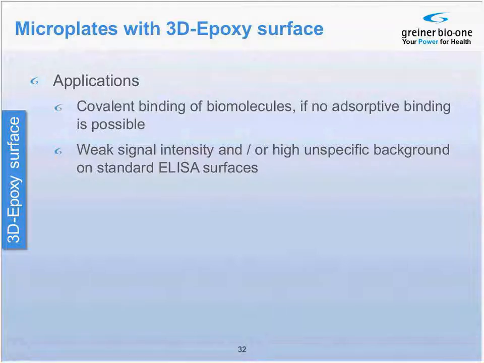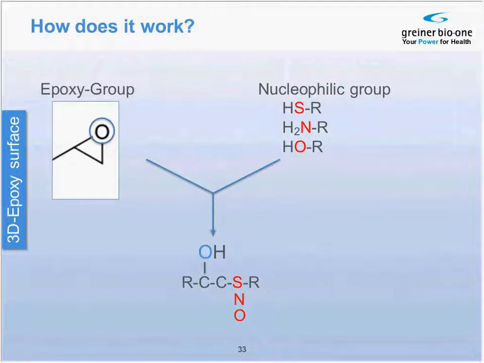For some applications, when adsorptive binding does not work at all, or the signal intensity on physically treated plates is too weak, or when unspecific background signals are too high, Greiner Bio-One offers microplates with a 3D epoxy surface for the covalent binding of biomolecules, proteins, peptides, or nucleic acids. How does this work? A 3D epoxy surface is a stable chemical modification containing epoxy groups. Epoxy groups react spontaneously with nucleophilic groups like thiols, amines, or alcohols to form a stable covalent bond.